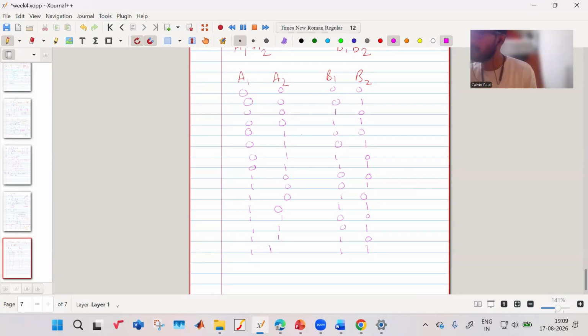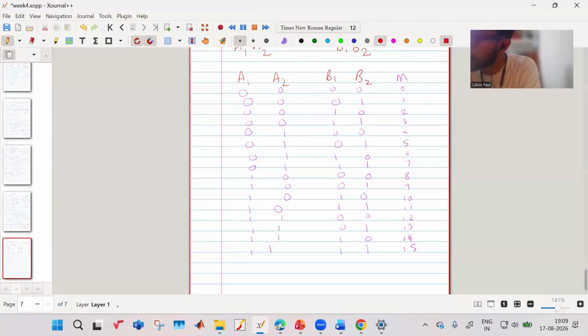Now, what is your minterm? Okay, what is your minterm number? This is 0, 1, 2, 3, 4, 5, 6, 7, 8, 9, 10, 11, 12, 13, 14, 15. This is your generic number. That is, you do binary to decimal, this is your number.